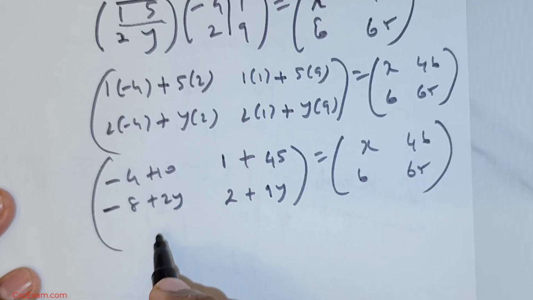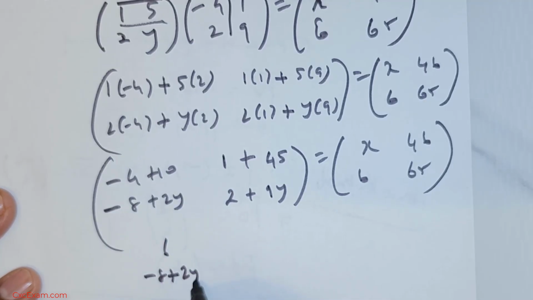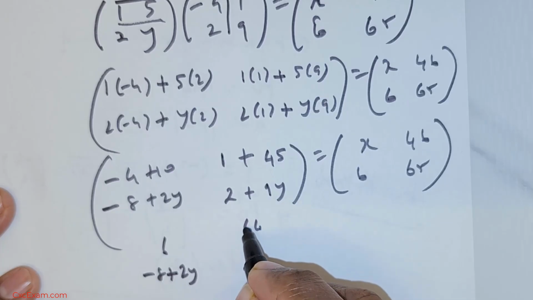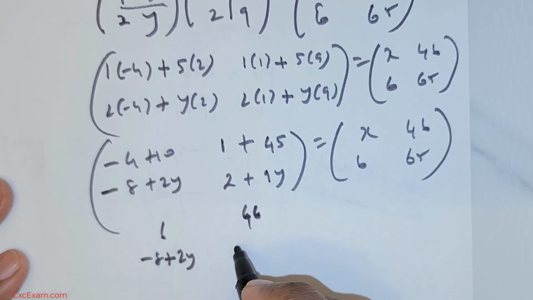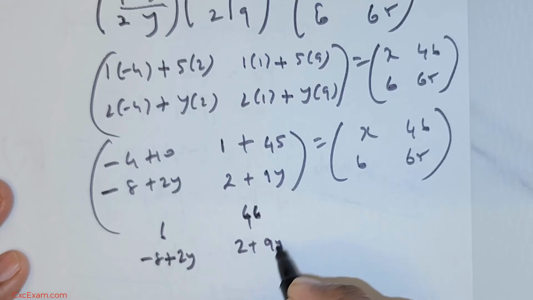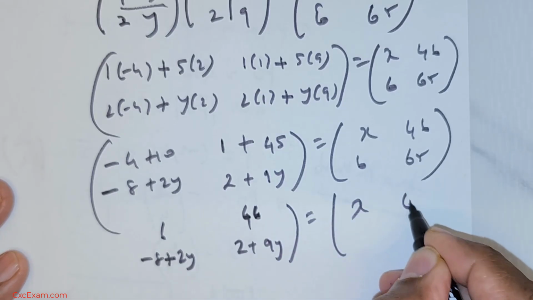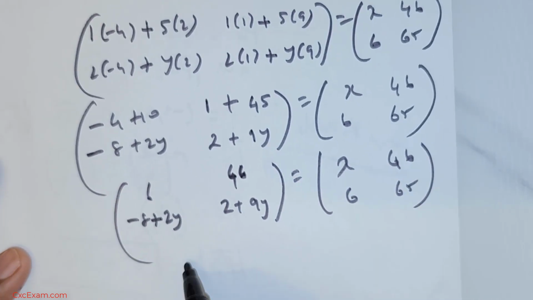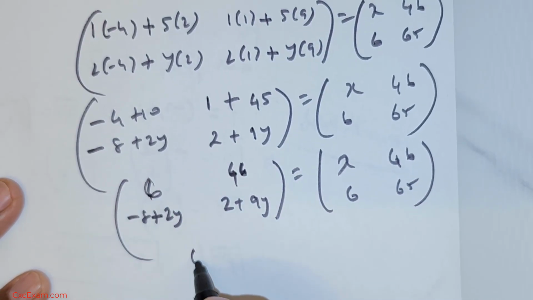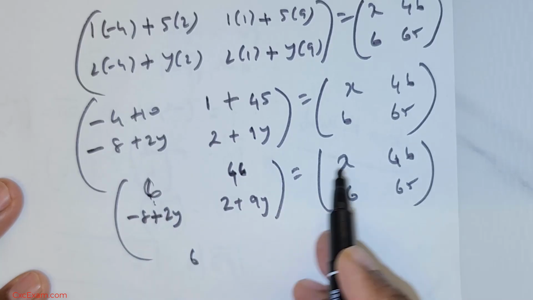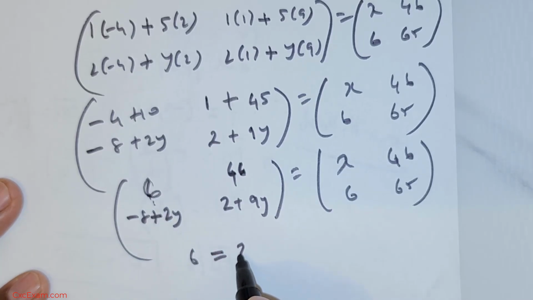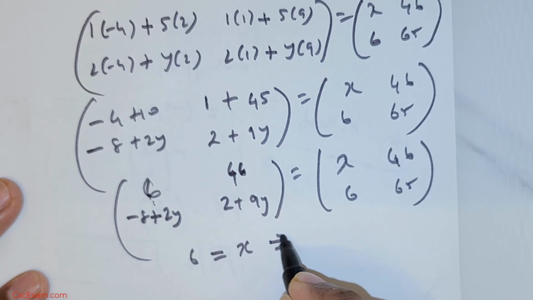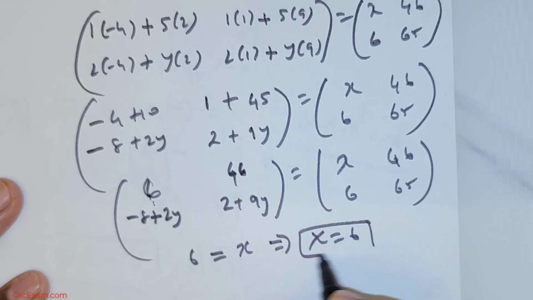So you add -4 with 10, you get 6. This has to be retained. -8 + 2y, this is going to give you 46, and this is going to give you 2 + 9y, which is equal to (x, 46; 6, 65). Now you can equate them. If you equate the first row first column element with the first row first column element, you get 6 is equal to x, so x is equal to 6.